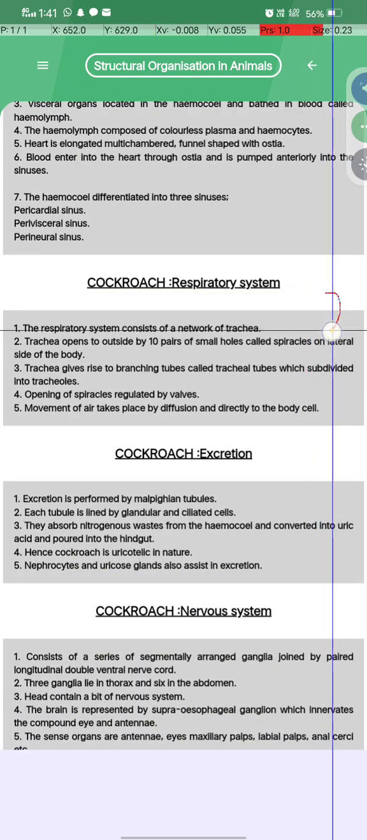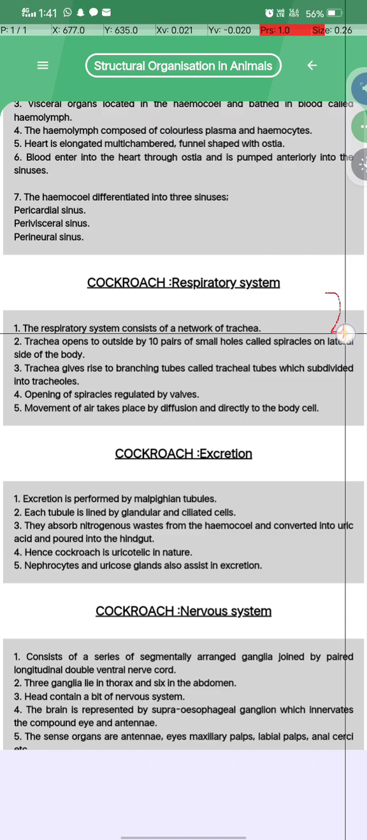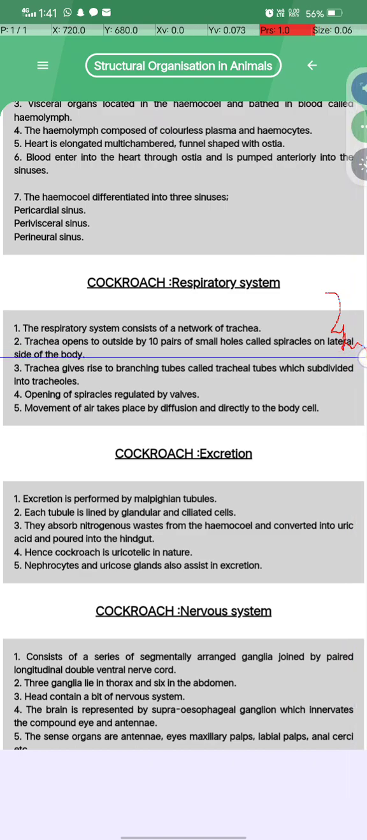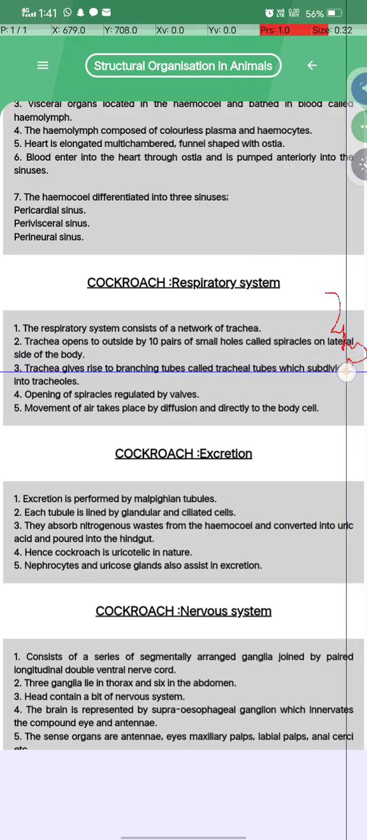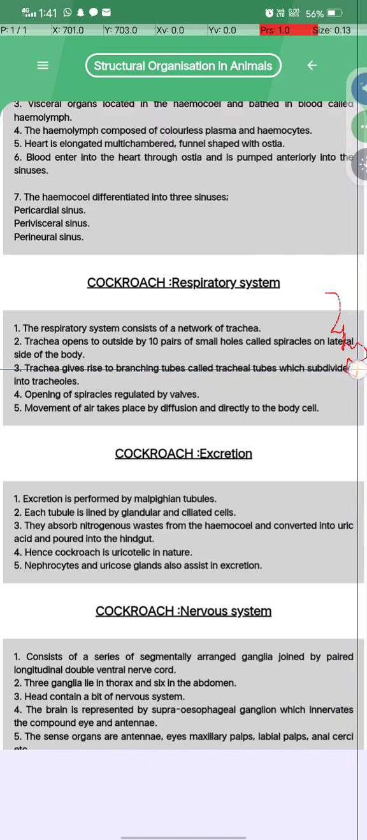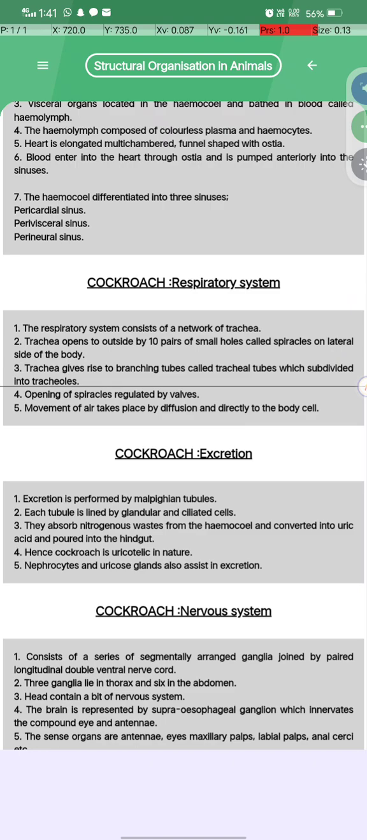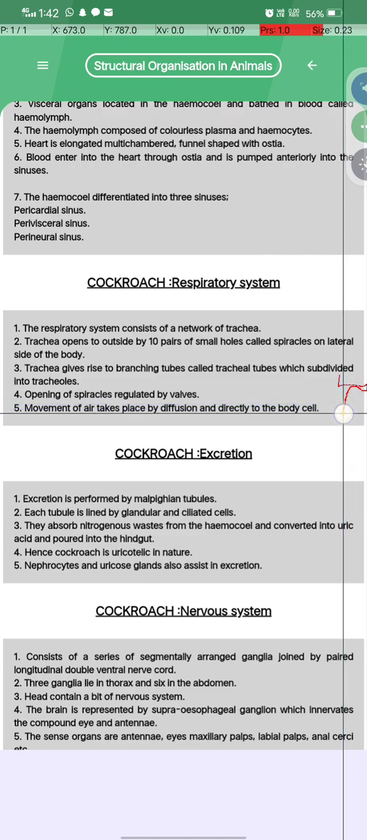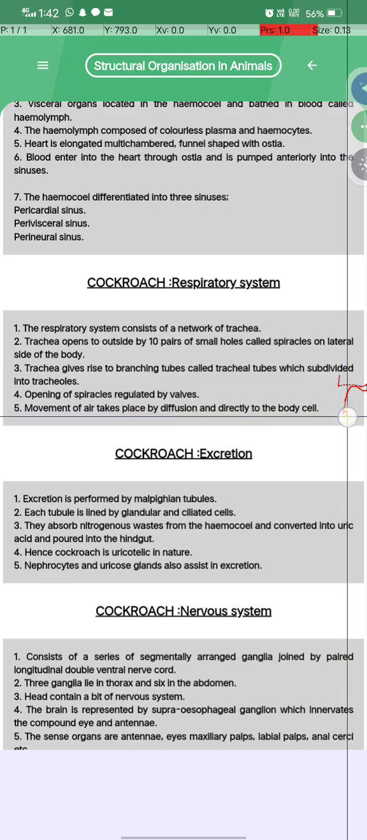Cockroach respiratory system. Respiratory system consists of a network of trachea, and the trachea opens to the outside by 10 pairs of small holes called spiracles on the lateral sides of the body. The trachea gives rise to branching tubules called tracheal tubes, which are subdivided into tracheoles. The spiracles are regulated by valves, and the movement of air takes place by diffusion directly to the body cells.